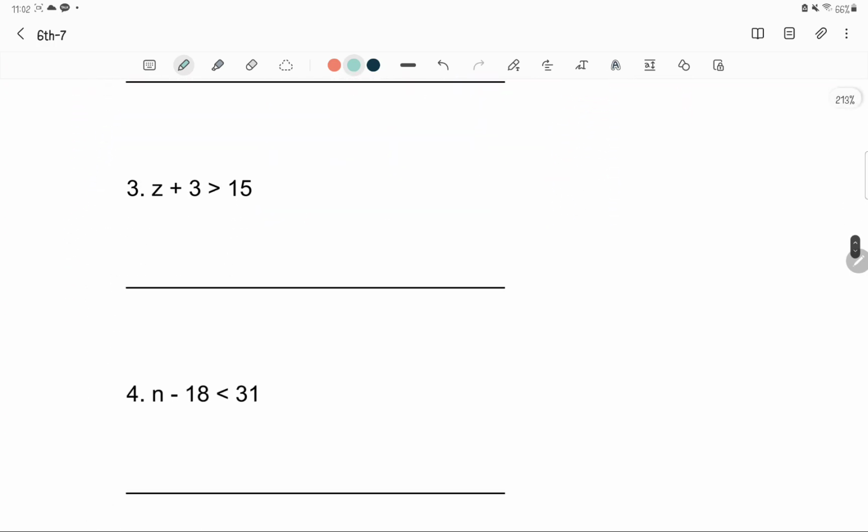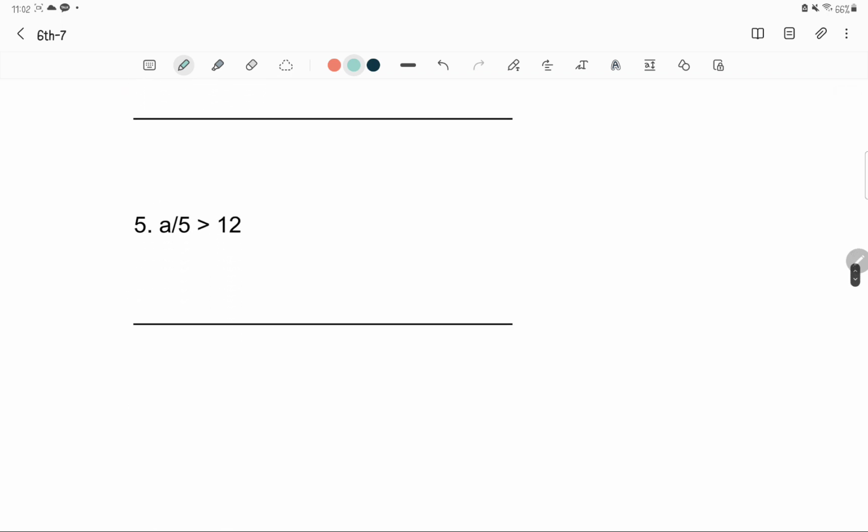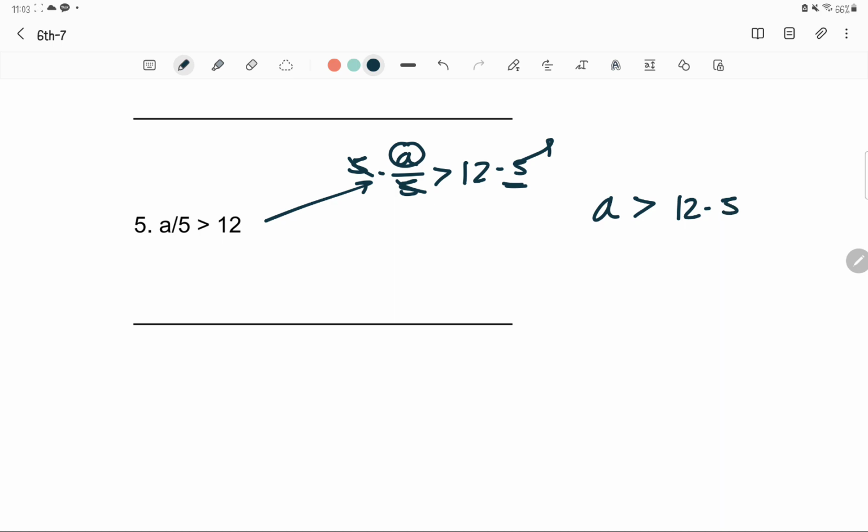So let's move on to number 5, which can be written as a over 5 is greater than 12. Same concept, you have to leave the a by itself in order to graph. So multiply by 5. The 5 cancels out, for the same reason as we did on the equation, and you have to multiply by 5 on both sides. So a by itself, a is greater than 12 times 5, and a is greater than 60.